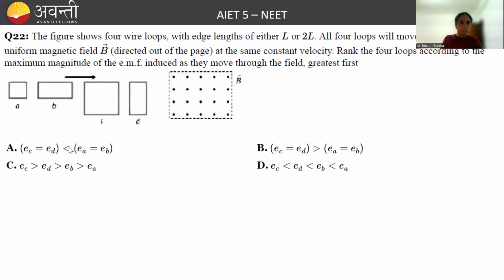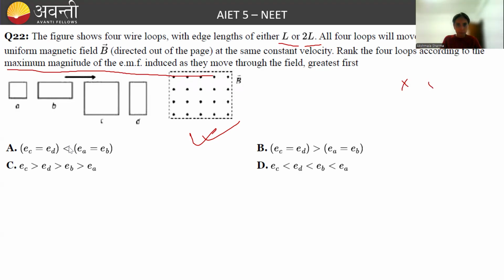Now let's see. The figure shows 4 wire loops, with each length being either L or 2L. All 4 loops will move through a region of uniform magnetic field given over here at the same constant velocity. Rank the 4 loops according to the maximum magnitude of EMF induced as they move through the field.